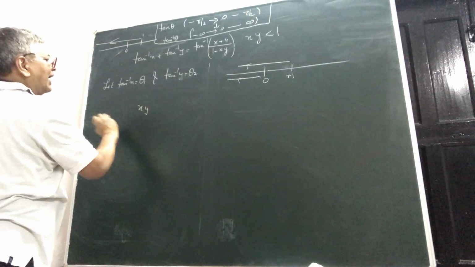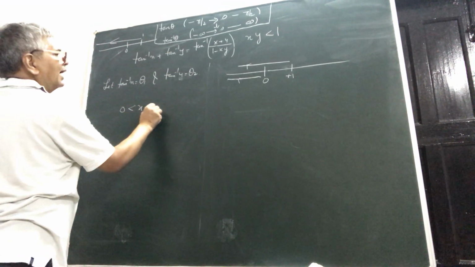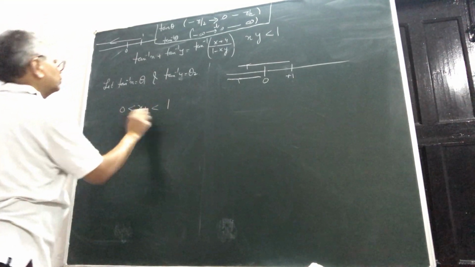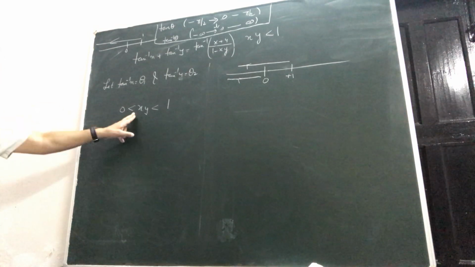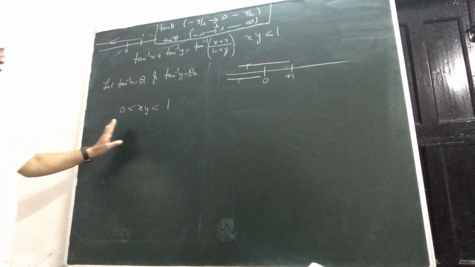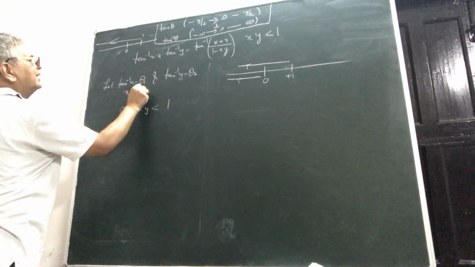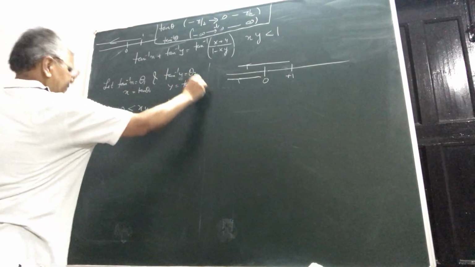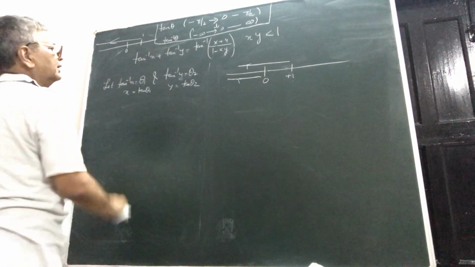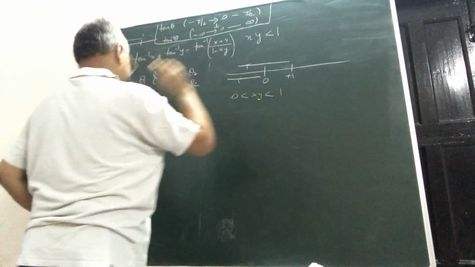So now, where is xy lying? xy is lying between 0 and 1. Open interval is fine. That is to say, the product of x and y is positive. Mind it, x is tangent theta 1 here, and y is tangent theta 2. This much you have already seen. Now I will write here that 0 is less than xy is less than 1.